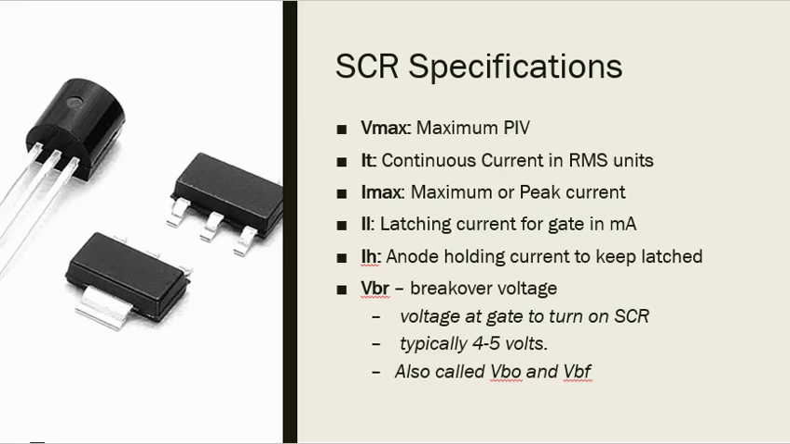IL is the latching current for the gate, in milliamps. It's the minimum current to keep it in the latch state. IH is the anode holding current to keep it latched. VBR is the breakover voltage, the voltage at the gate to turn on the SCR. Typically they're about 4 to 5 volts. It's also called VBO and VBF depending on the manufacturer.